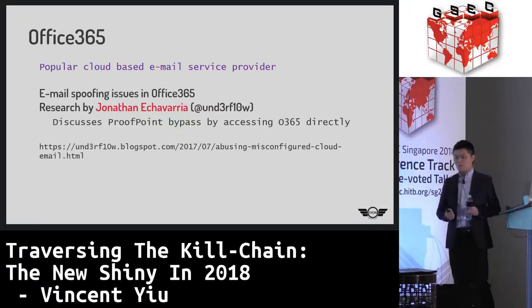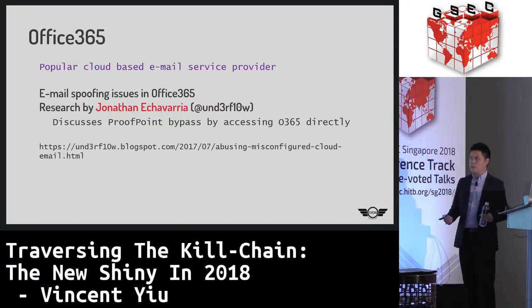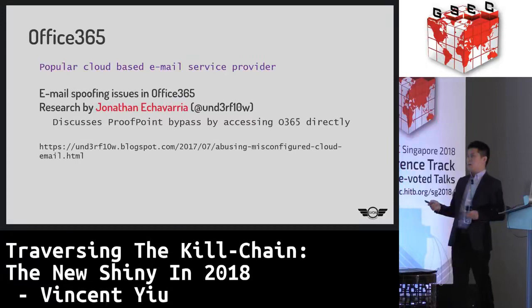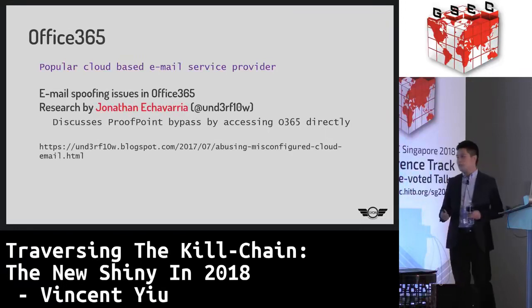So there are email spoofing issues in Office 365 uncovered by Jonathan Echevarria at Underflow. He discusses mainly bypassing Proofpoint if you're using Proofpoint, but accessing 365 directly. He's got a really good blog post that he published. He's not that well known, but it helps to check out his blog post as well. He's got a lot of interesting content.